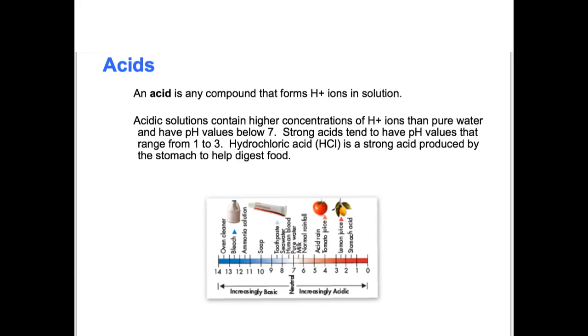So what is an acid? An acid is any compound that's going to form hydrogen ions in solution. An acidic solution contains higher concentrations of hydrogen ions than pure water. Strong acids usually have a pH that ranges from 1 to 3. Hydrochloric acid, for example, is a really strong acid that's produced by your stomach to help break down food.